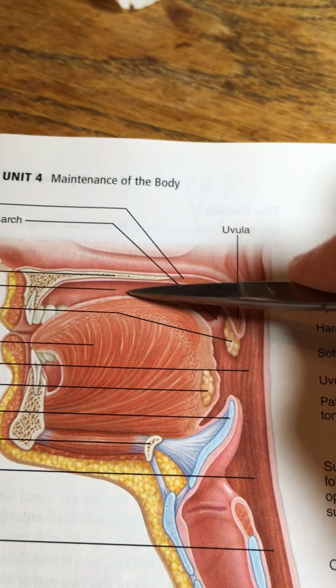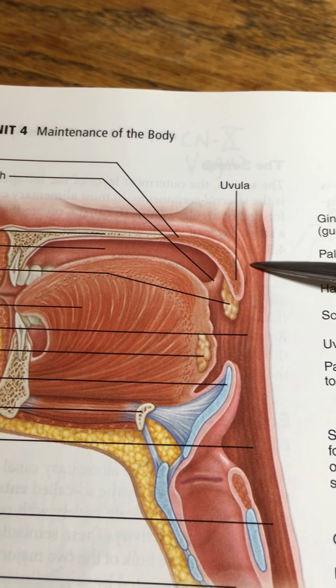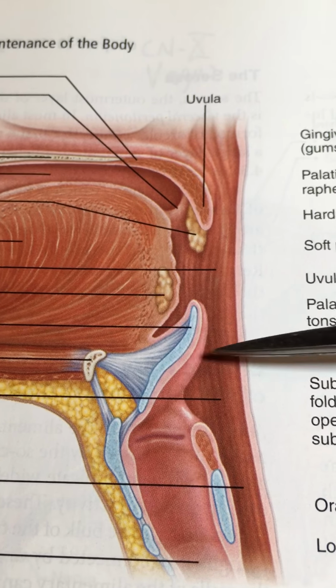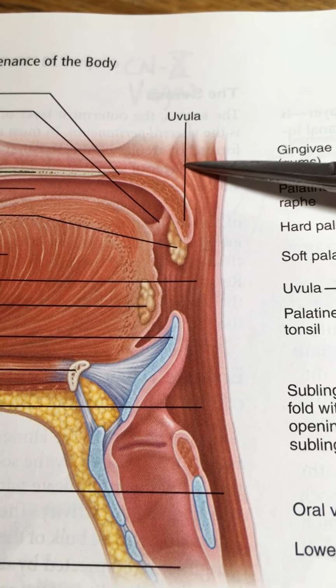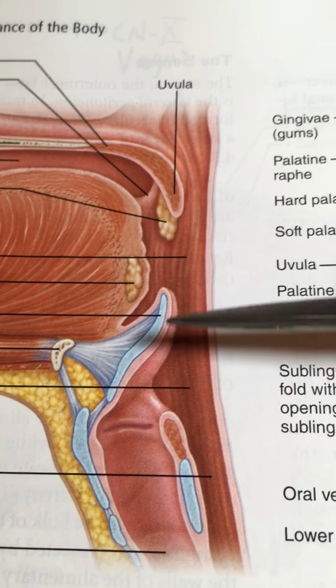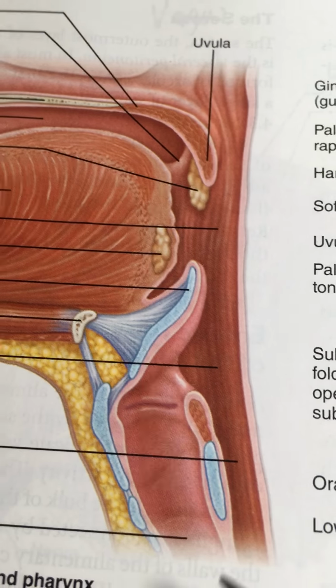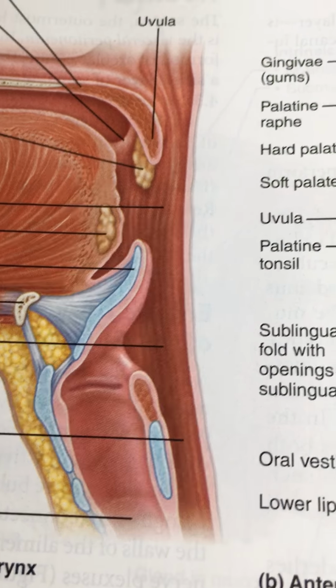Here is our passageway, and we're going to be having a nasopharynx, an oropharynx, and a laryngopharynx, and all of this participates. The soft palate right here lifts up during swallowing. The epiglottis closes downward and protects the passageway for air so that food travels only in the esophagus.